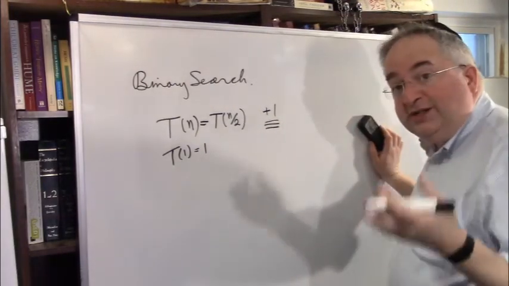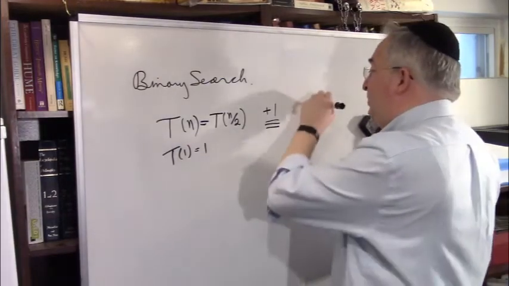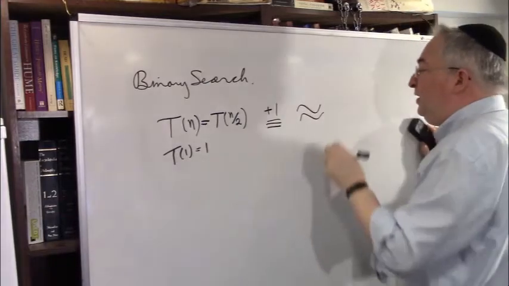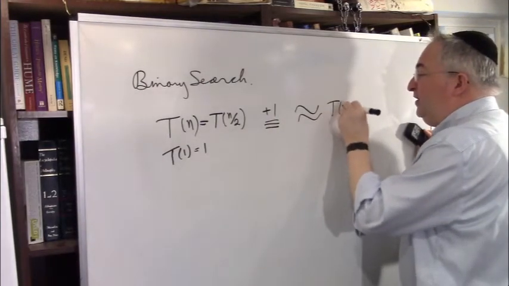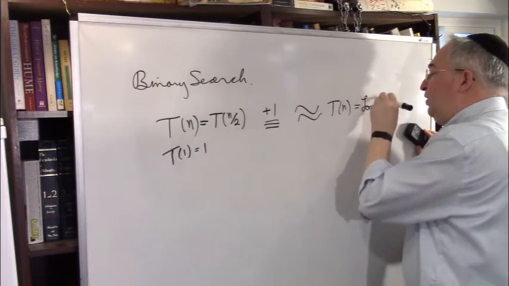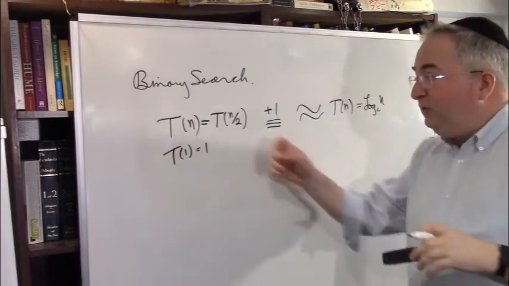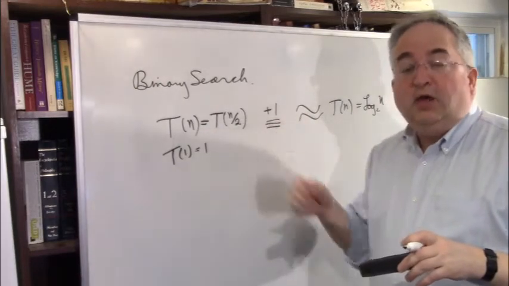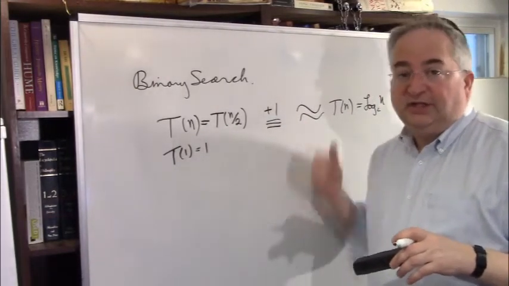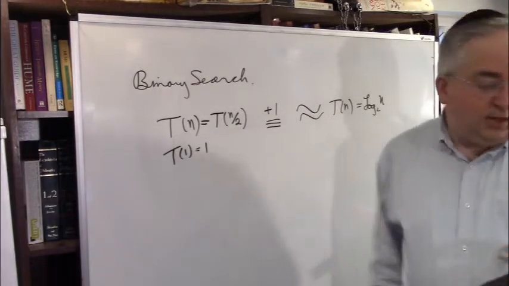So what is the function that corresponds to this recurrence formula? The answer is T of n is equal to log base 2 of n. Every time you split it, you add 1. We're looking at how many times you add 1. That's the logarithm.